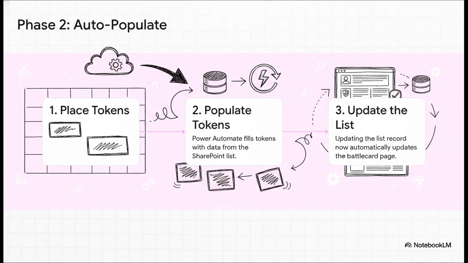Okay, in Phase 2, we make the system even smarter. We add these little placeholders or tokens into our page template. You can think of them like mail merge fields. Now, Power Automate doesn't just create the page, it fills in those tokens with the content from your SharePoint list. The result is so powerful, your SharePoint list becomes the single source of truth. You update something in that list, and the Battlecard page updates automatically.